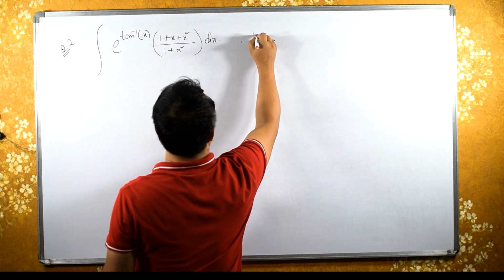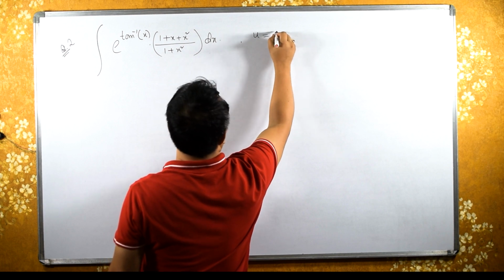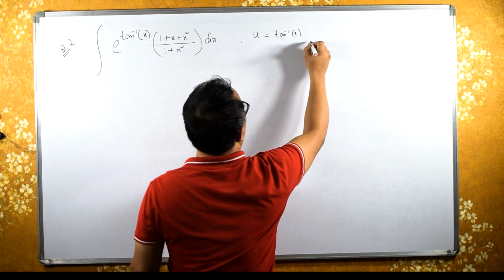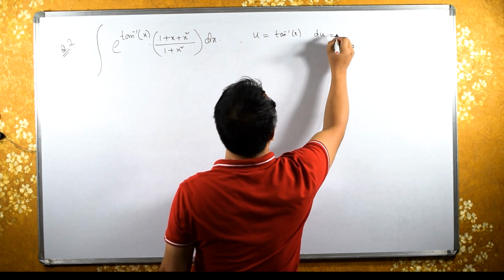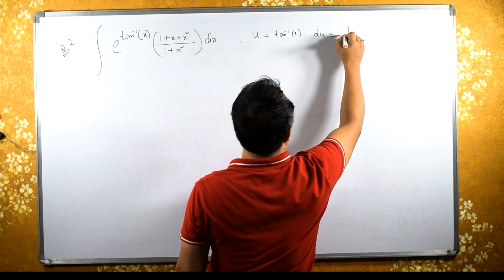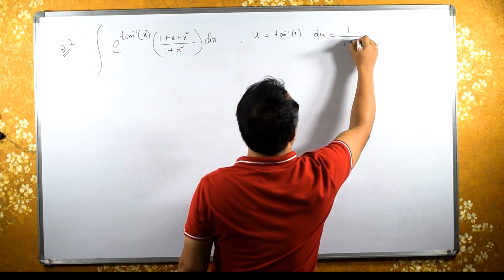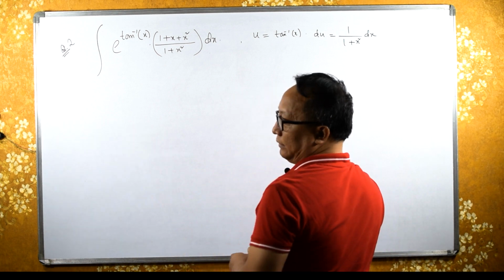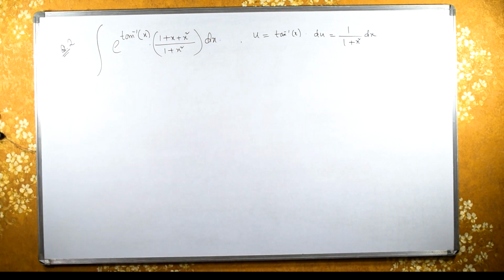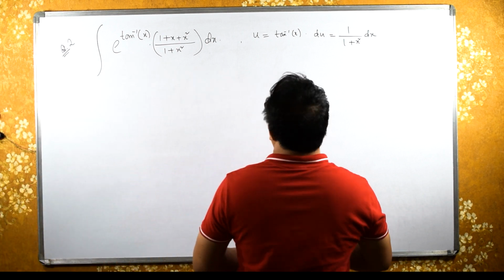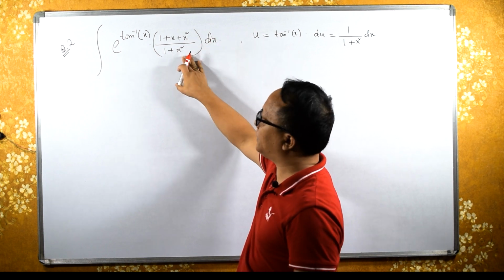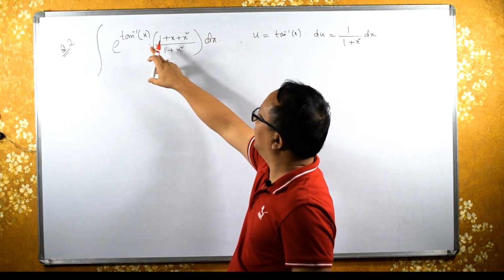Now if I substitute u equals tan inverse x, then my du is equal to what? Differential of tan inverse x is what? 1 upon 1 plus x square dx. Therefore, my du is dx upon 1 plus x square. I am getting du.